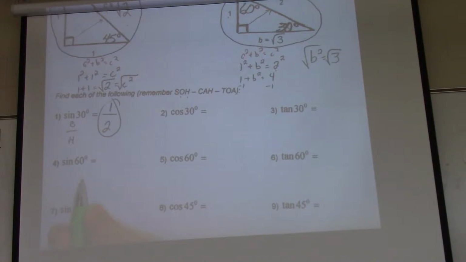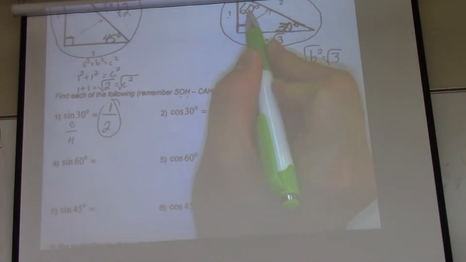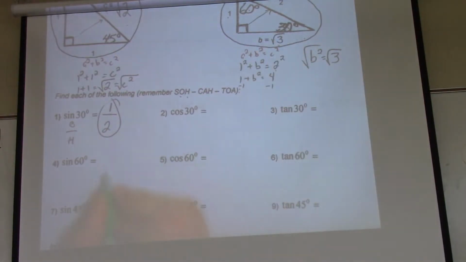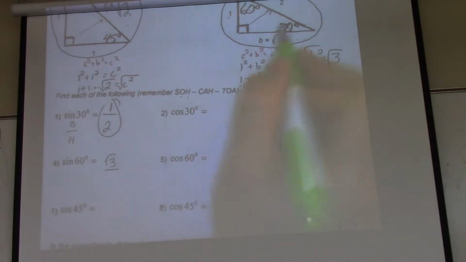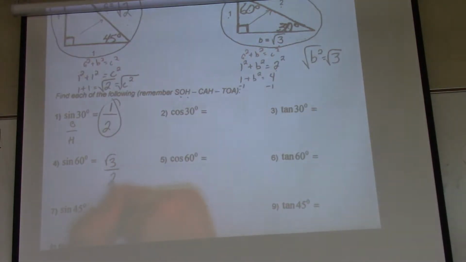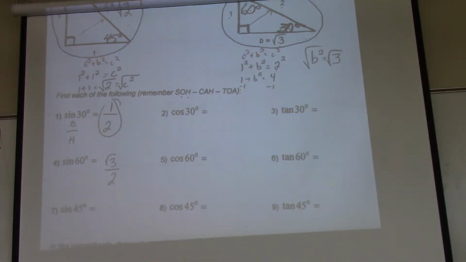Let's look at sine of 60. Sine of 60 is, from 60 degrees, opposite, which would be square root of 3, over hypotenuse, which is 2. Is that okay? Can I have a square root on top? Yes. Can I have a square root on bottom? No. We'll talk about that on the next one. So square root of 3 over 2 is legit. That's my answer for that.